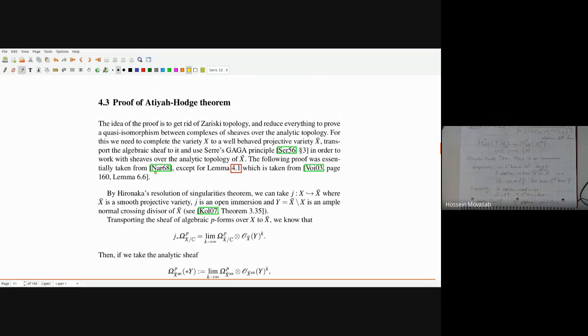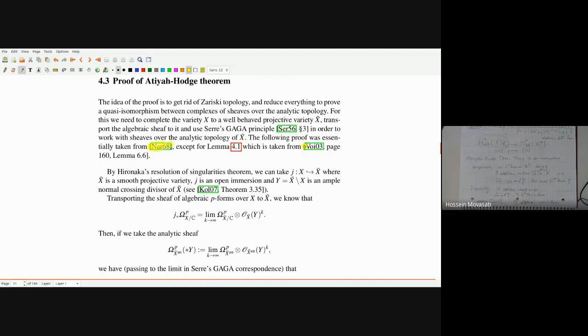This is the Atiyah-Hodge theorem that we talked about just now. Let's talk a little bit about the proof. I learned the proof from Nori Simon's article, and actually in this article it is only called Atiyah-Hodge. People usually associate everything to Grothendieck, but I am kind of against associating a lot of mathematics done before Grothendieck to Grothendieck. Anyway, the proof is taken from this article. There are some lemmas coming from Voisin's book, but let's try to understand the proof.